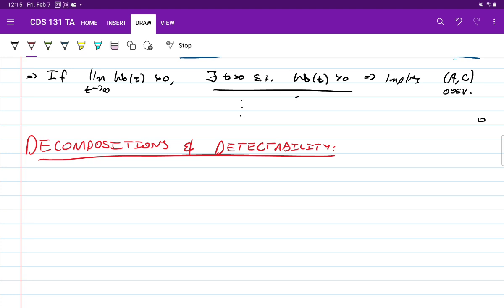We're going to follow the same path as before. First, we're going to show that we can split up our state space into an observable component and an unobservable component. Then after we do this, we're going to show how we can use that fact to decompose our system. So, how to construct a decomposition into observable and unobservable pieces.